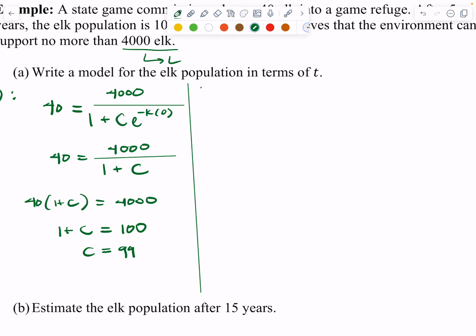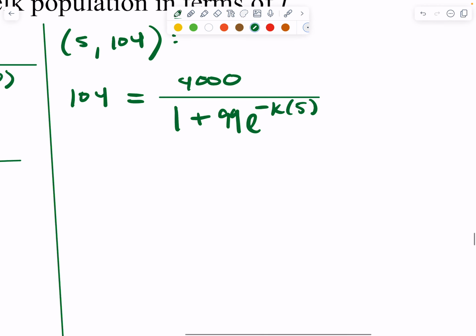And then we'll think about, in order to solve for k or negative k, let's plug in 5, 104. So that other data point. So thinking about replacing y of t with 104. And then we know C is 99 now. So now we just are left with the one unknown. And we're replacing t with 5. So solving from here, and you can even pause here and try solving on your own.